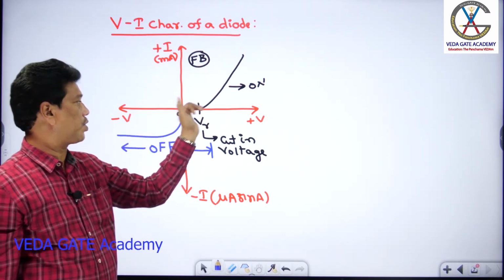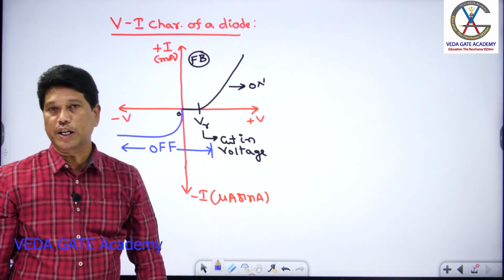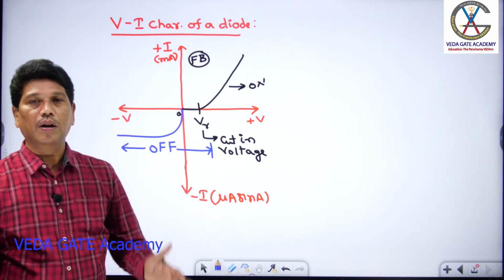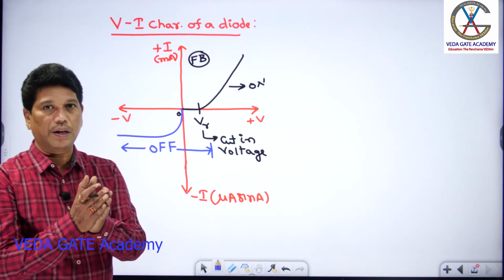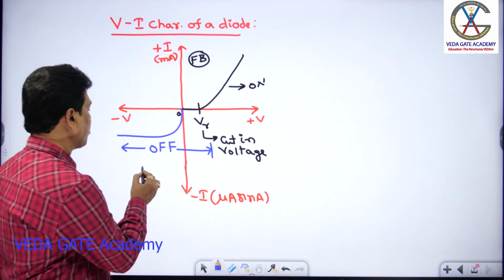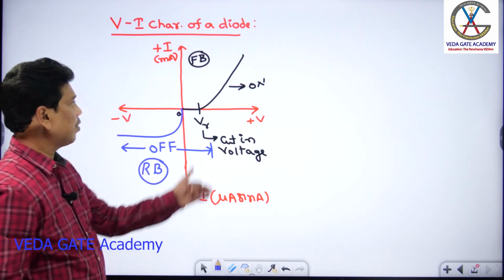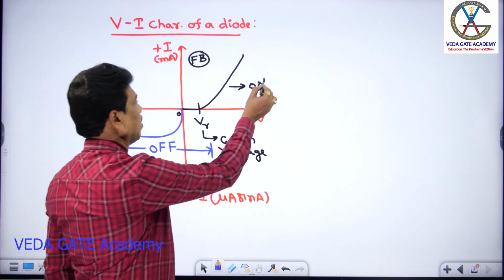From this VI characteristic graph, remember that the diode has a slow switching response due to the barrier effect. Once the barrier effect can be neglected, the switching response can be improved. So this is the reverse bias condition. This is the VI characteristic of a PN diode.